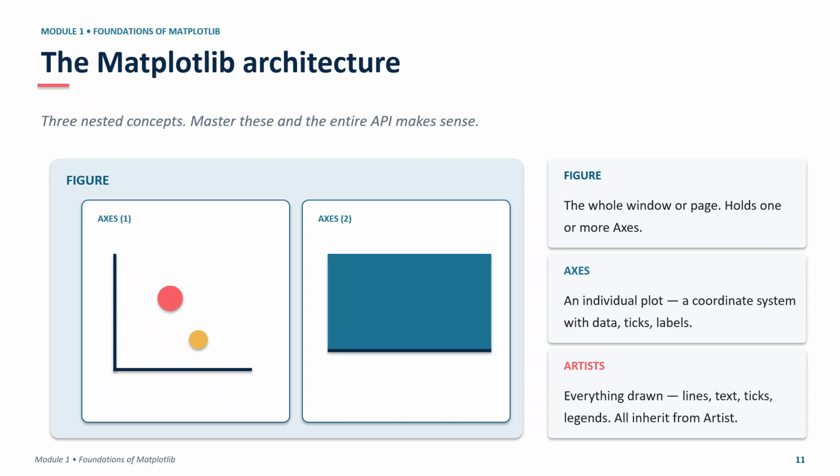So look at the diagram here. The outer box that you see is a figure, right? This outer box is a figure. And inside this you have got two axes side by side, right? Two axes side by side. Inside each axes is the data line, which you can call the artist.